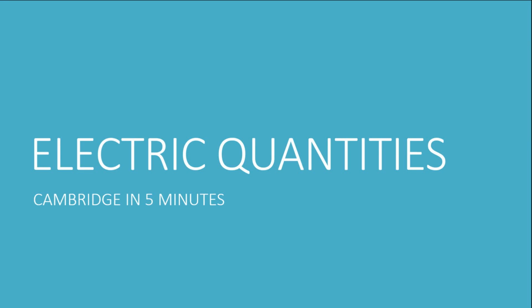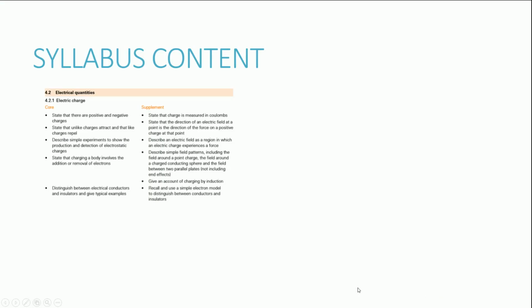Today we're going to be going through the first part of electrical quantities. So this is the syllabus content that we're going to be focusing on in this video, and the next video will be covering the rest of the things covered in this particular topic. But we'll be looking at 4.2.1, which is about electric charge, static electricity, field lines, and all that stuff.